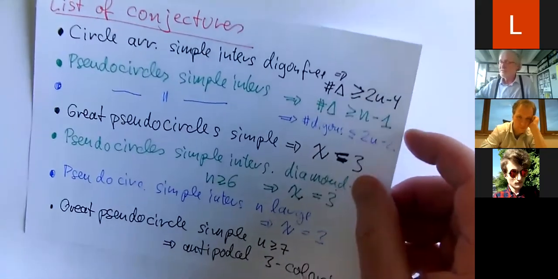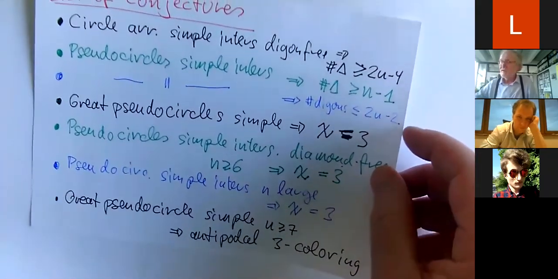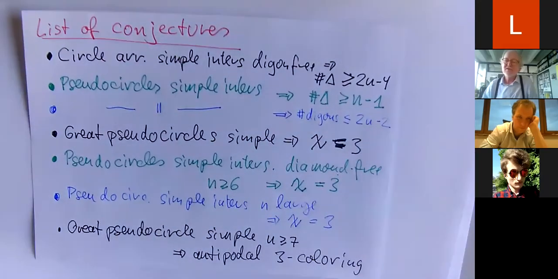I don't have a clock here visible, but I'm basically through. I want to close with showing you the list of conjectures again. I think there's quite some interesting stuff to work at. And yeah, let me know if you have some ideas. I leave this as the last slide. Open the discussion.